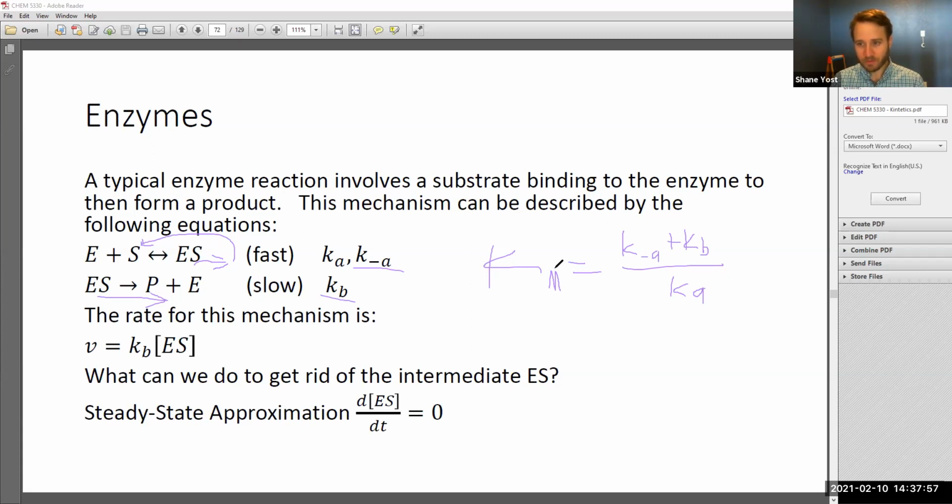Any other questions about any of this enzyme kinetics, steady state, pre-equilibrium approximation?